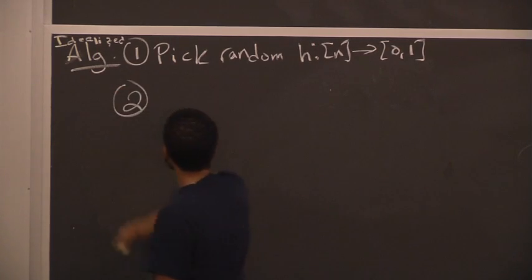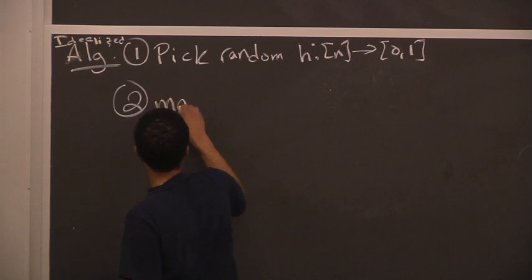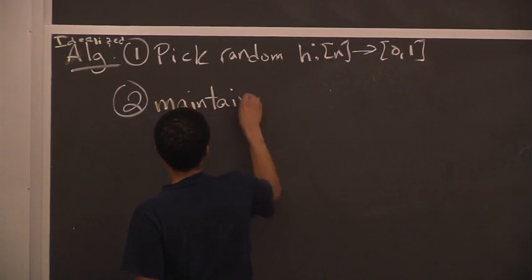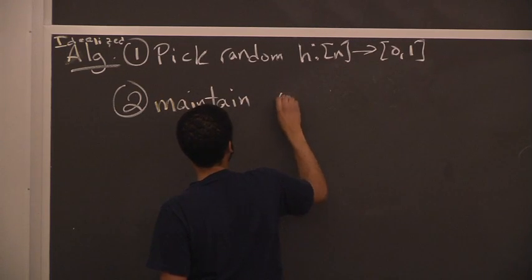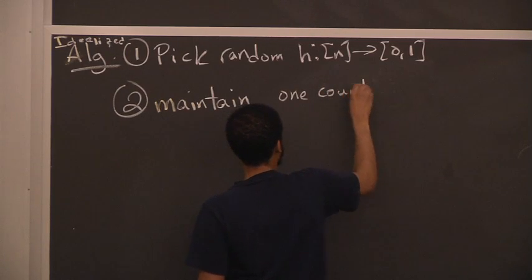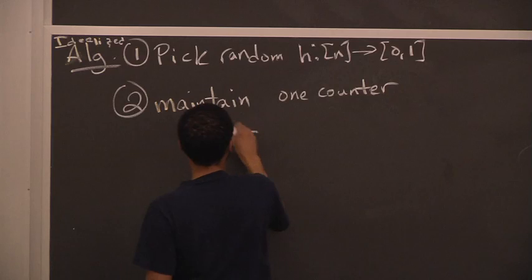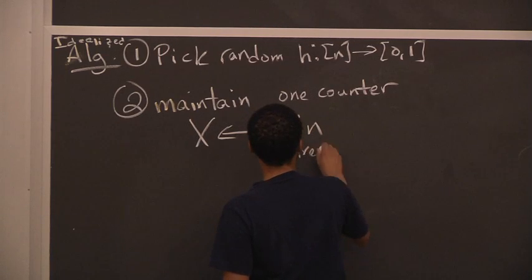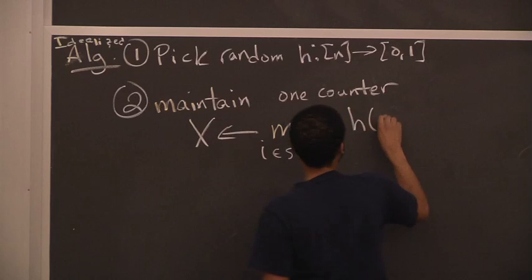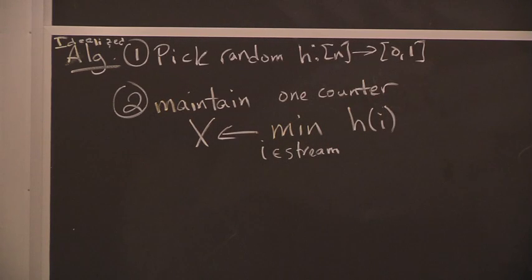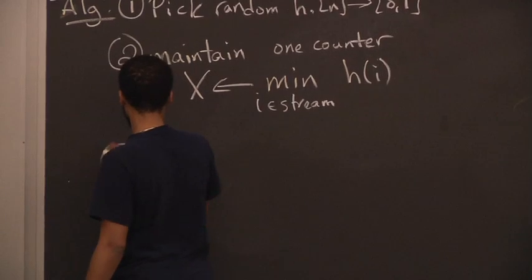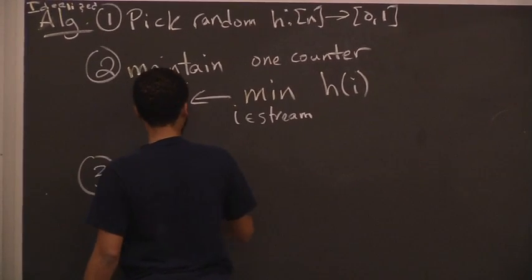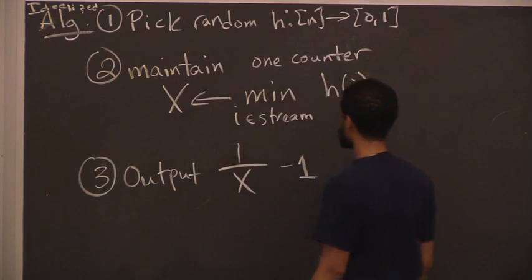Okay, so the second step is we're going to maintain only one number in memory, which is the minimum hash value we've ever seen. Okay? And then what we're going to do at the end is output 1 over x minus 1. Okay?